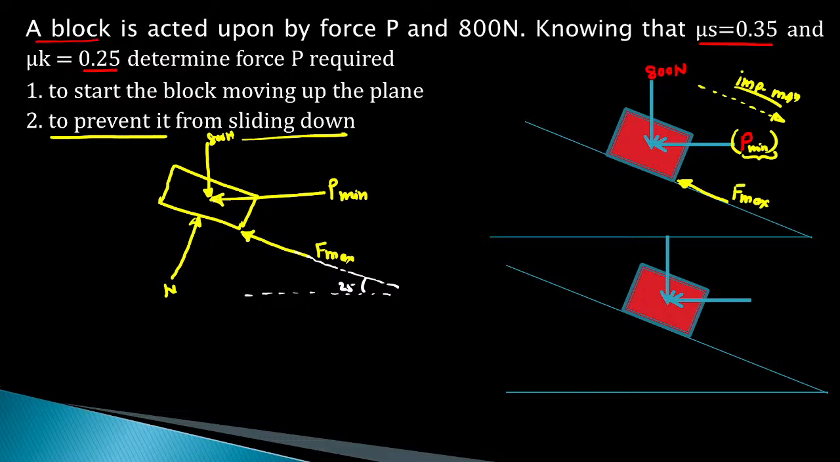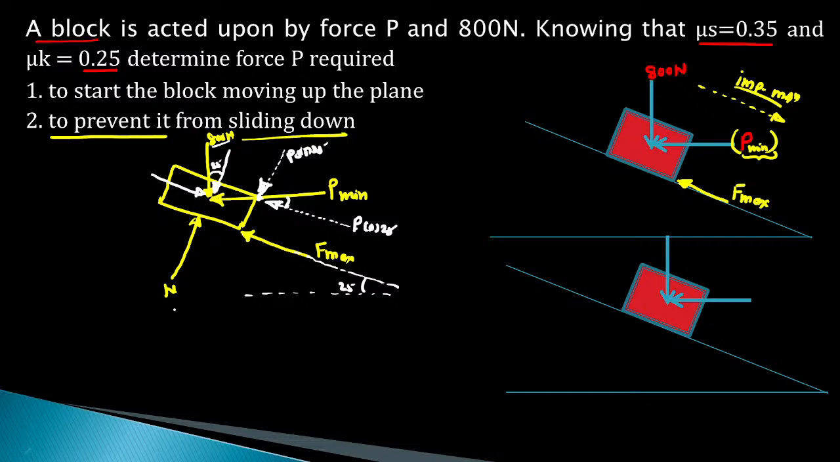So, this is 25. So, you can resolve the force P. This is the y component, and the component parallel to the plane is the x component. Similarly, resolve the 800 Newton. So, this is the x component, this is the y component for 800 Newton. This angle is 25. So, this is P cos 25, this is P sin 25.